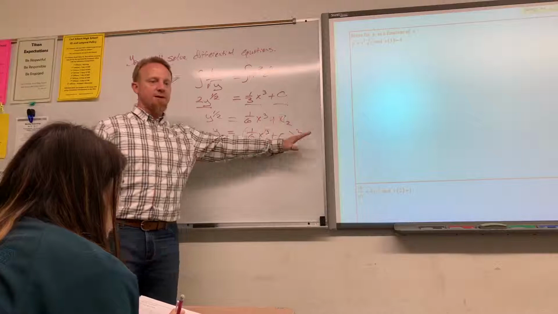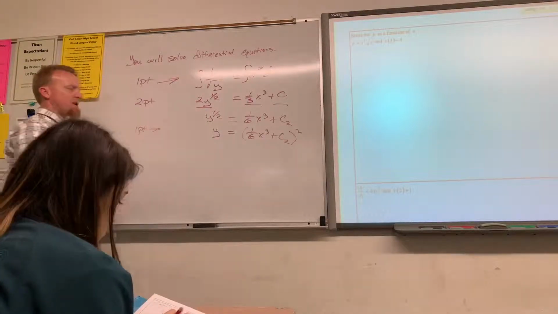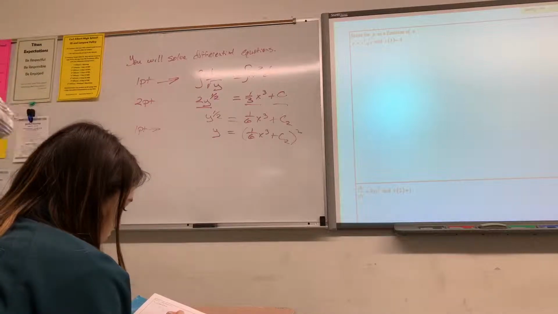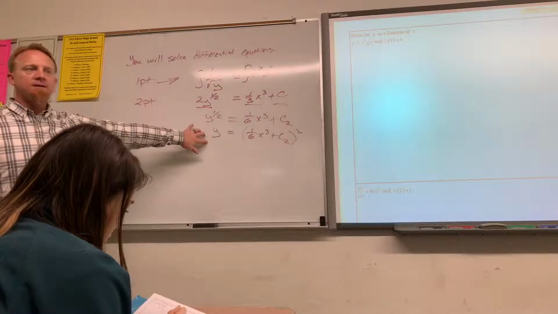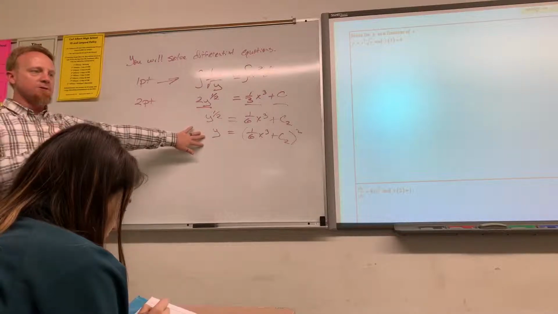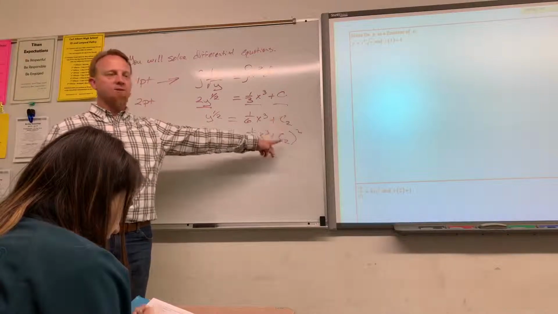Okay, and right here when you square both sides, make sure you have all of that in parentheses. Okay, now, so that would be another point. Getting the y by itself would be another point. Okay, so what have I found right here? I found the general solution. How do I know this is a general solution? It has c in it. I solve for y, it has c in it, so it's the general solution.